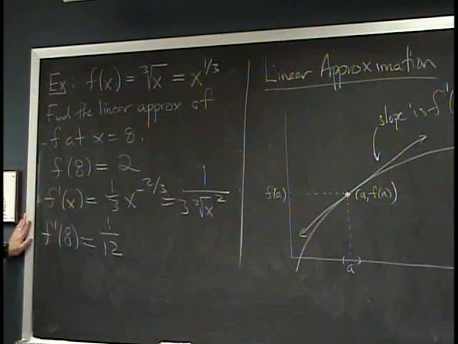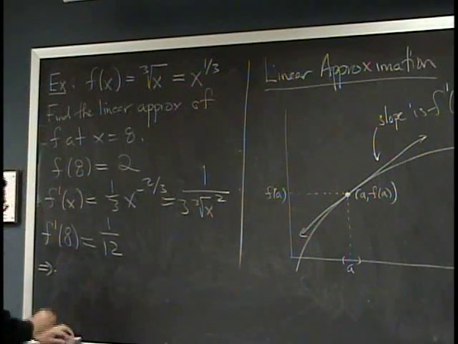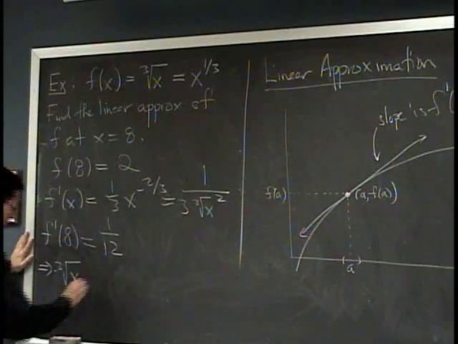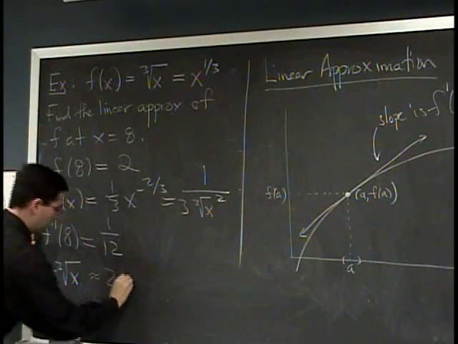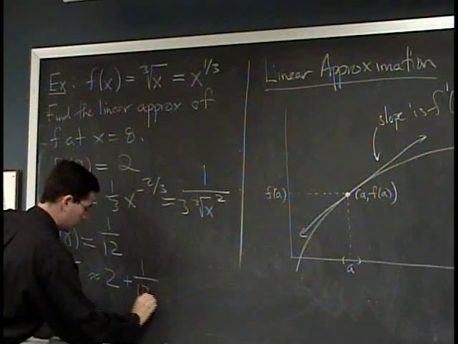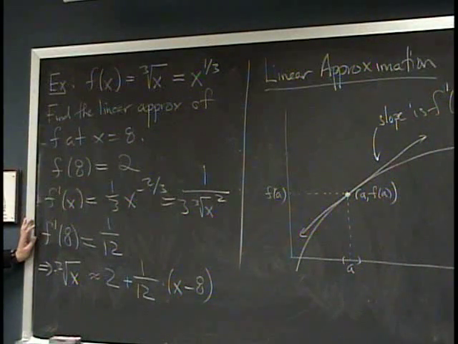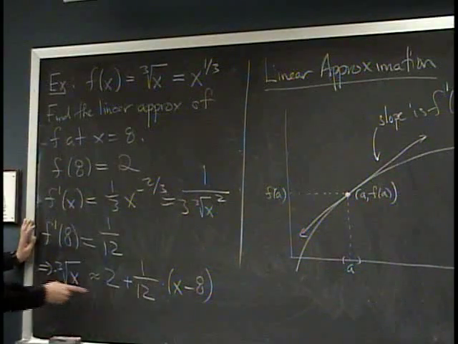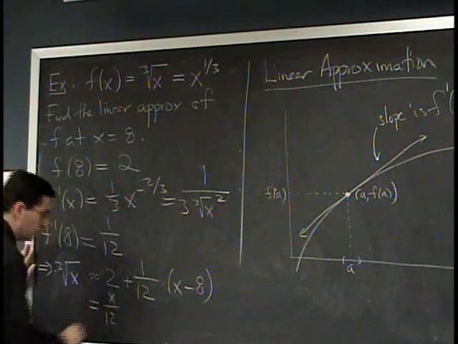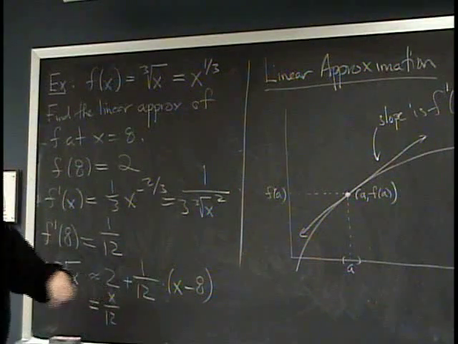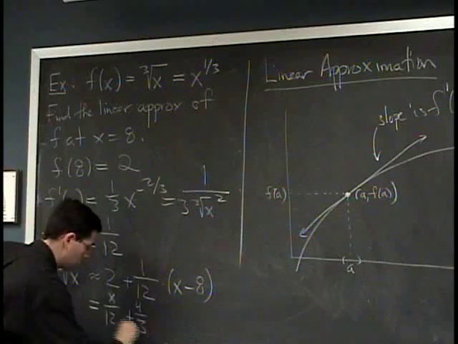This isn't so bad, right? This tells me that f of x, which is the cube root of x, at least near 8, is approximately equal to f of a, which is 2, that is f of 8, plus a 12th times x minus 8. I can simplify this a little bit. I'm going to get a 12th x out, maybe I can write that as x over 12. And then I have minus 8 over 12, that's minus 2/3. Then a 2 is the same as 6/3, so 6/3 minus 2/3 is 4/3, so plus 4/3.